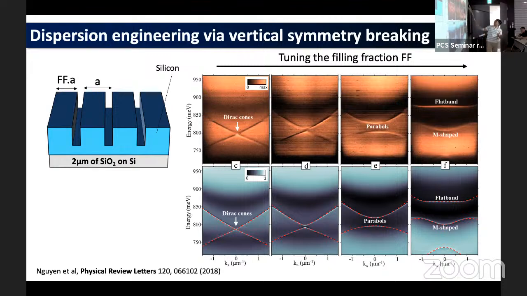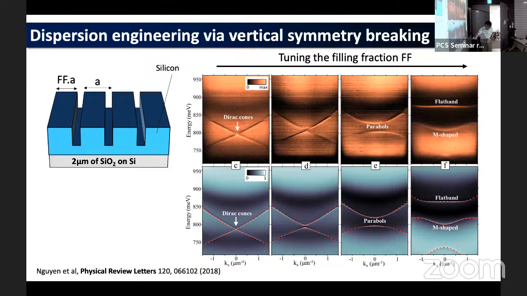So by changing this filling fraction, we can continuously tune the dispersion from accidental degeneracy, giving rise to Dirac cones, to opening a small band gap into a parabola. The gap becomes bigger, so we have heavier masses, and then the upper band becomes a local flat band, where you have infinite effective mass at kx equal to 0.